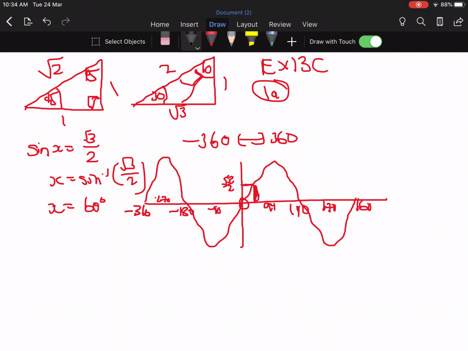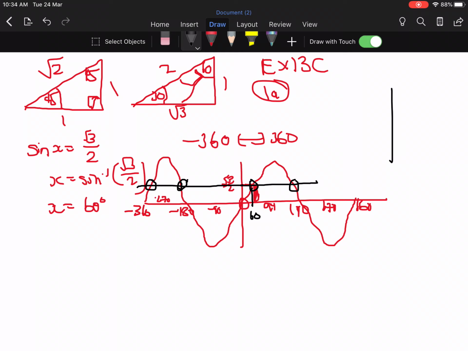Now if I change colour and draw a straight line right through that, what do I notice? I notice an intersection point here, here, and here. Now I already know this one: I know that that's 60 degrees. So how am I going to find the other ones? This is where the unit circle comes into play.